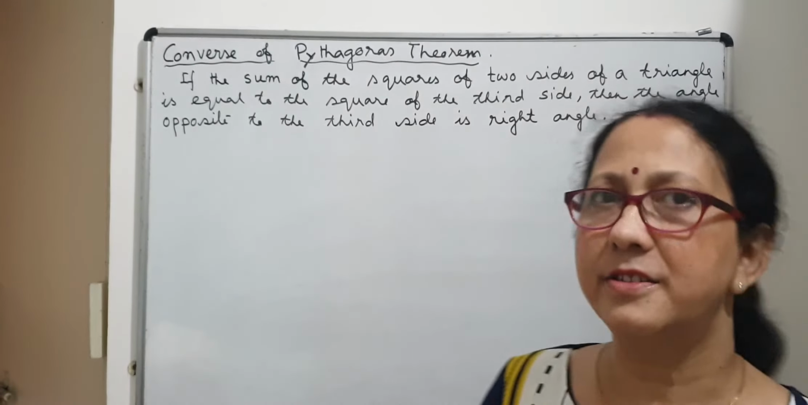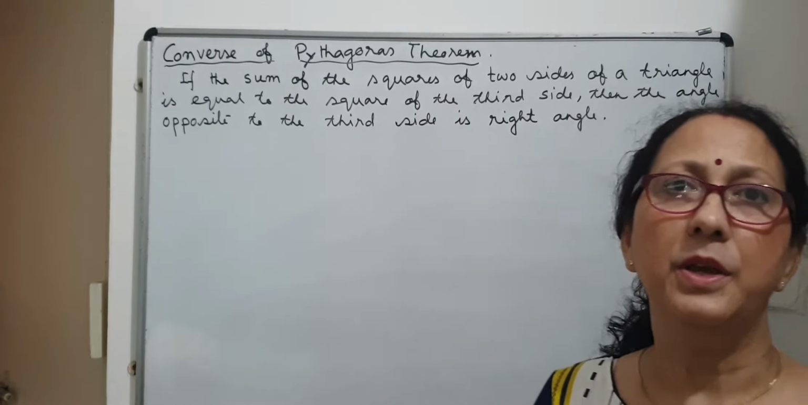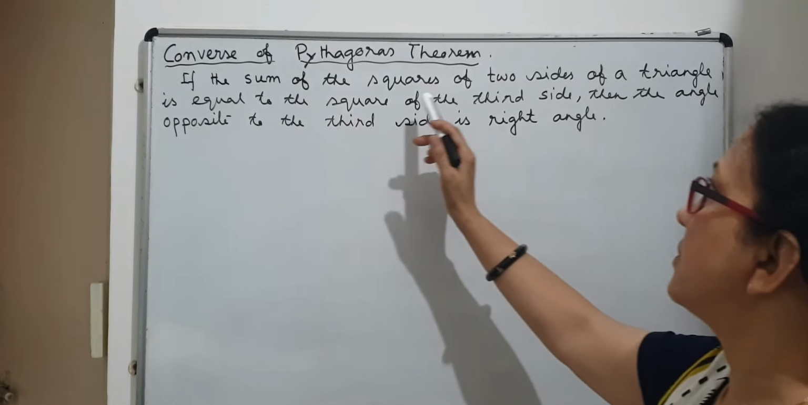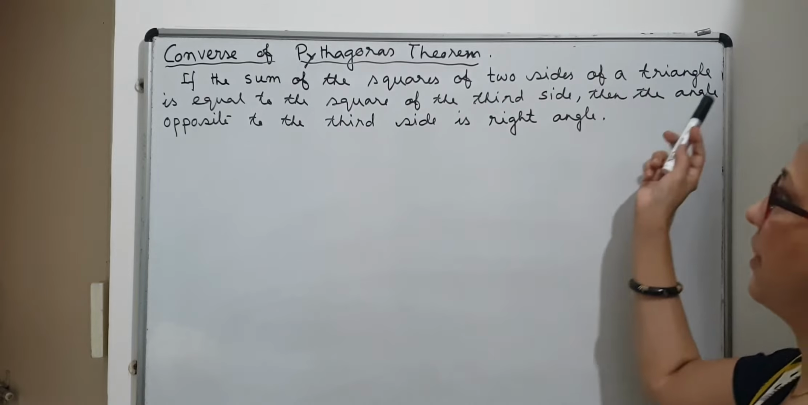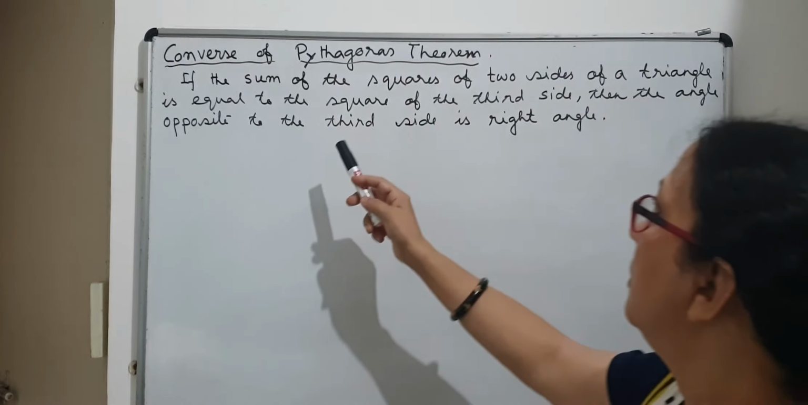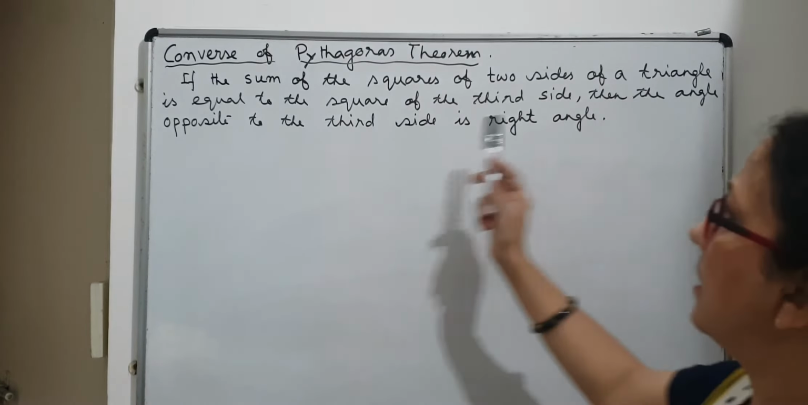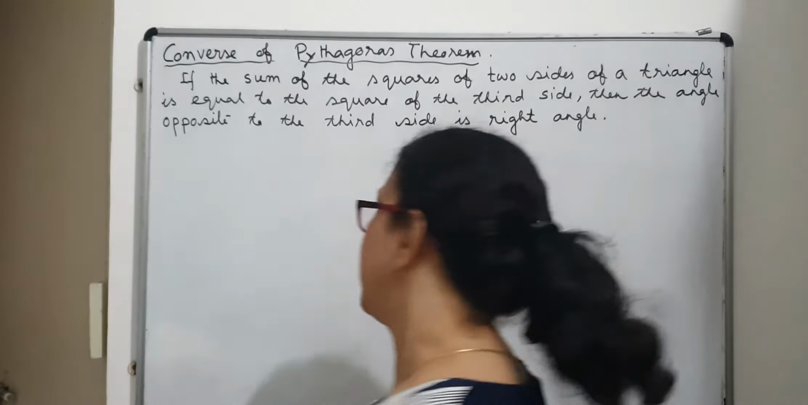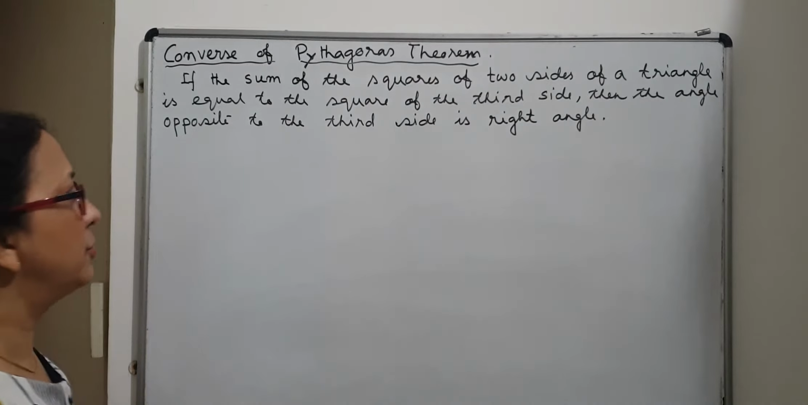Next theorem is the converse of the Pythagoras theorem. So what does the theorem state? The theorem states that if the sum of the squares of two sides of a triangle is equal to the square of the third side, then the angle opposite to the third side is a right angle. So that's the opposite. That means in any triangle, let me show in this way.